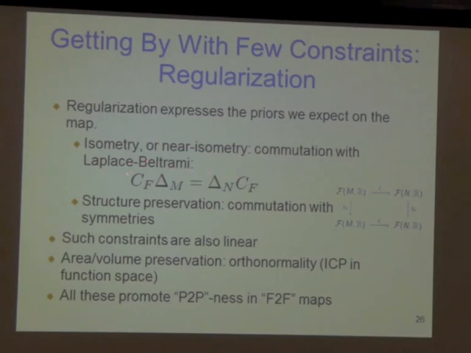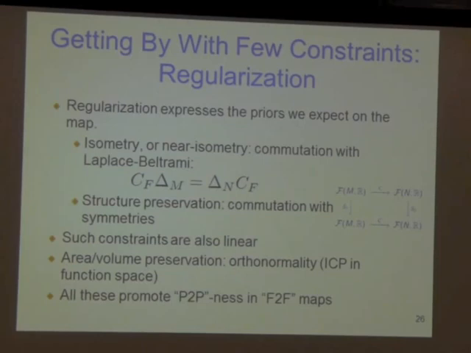Symmetry, I can say, you preserve symmetry in the mapping. That's again a linear constraint. Many, many natural constraints become just again part of the linear system. And even some nonlinear constraints can be imposed using various techniques, which due to lack of time I will not discuss. For example, area and volume preservation corresponds to orthonormality of the corresponding map. All these promote point-to-pointness in the setting of functional maps.